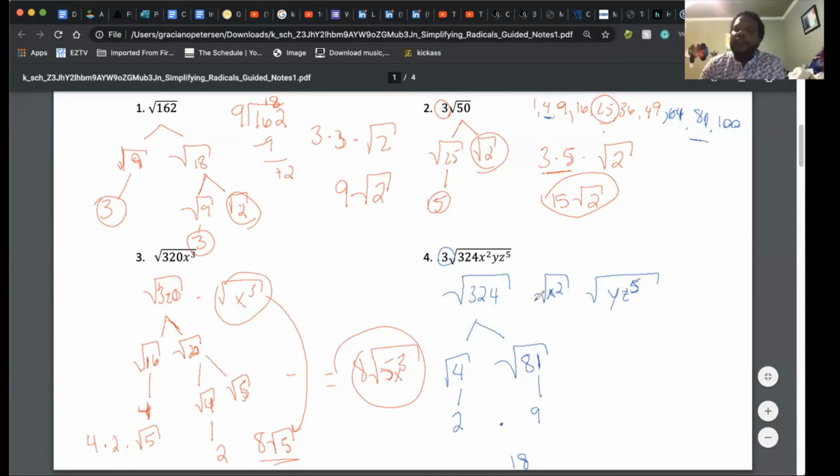Okay, and now we have the square root of x squared. Well, because 2 is an even number, I can do this, right? And then they cancel each other out, because the opposite of a square is a square root. So all I have left is x. But these can't be simplified because the y has an odd number exponent, and the z has an odd number exponent as well. So I have to leave the rest of it under the radical.